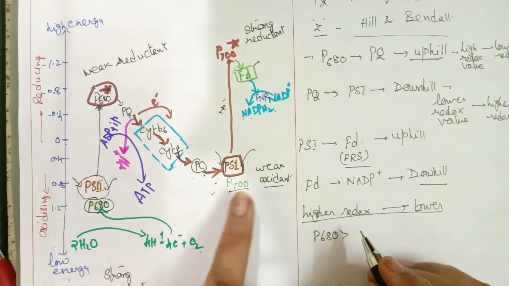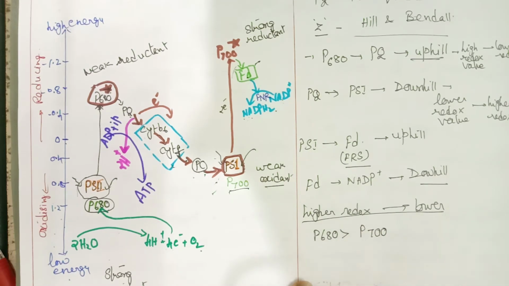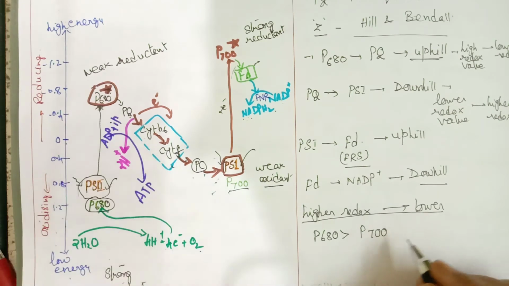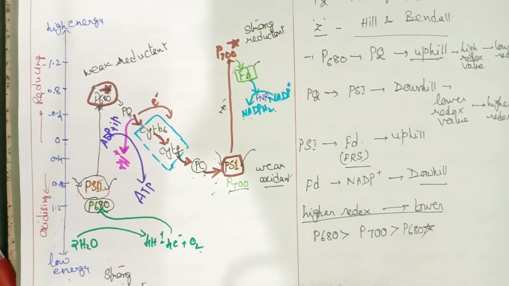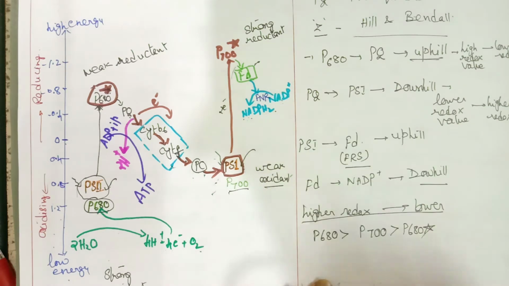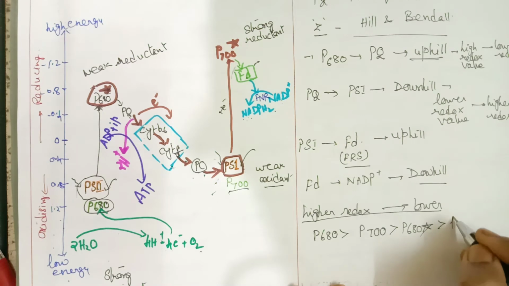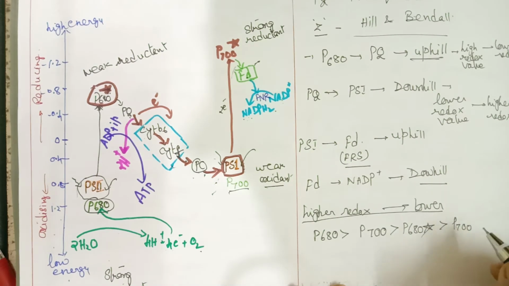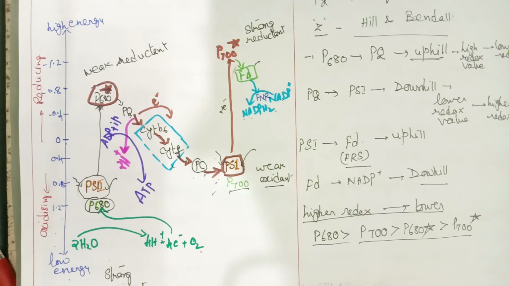Then comes P700. Then we find P680 excited, which we have given by a star mark. Then from P680 excited, the lowest redox value we find is P700 excited. So this is the decreasing order of sequence of the redox potential values.